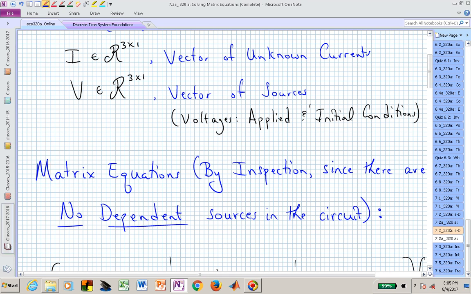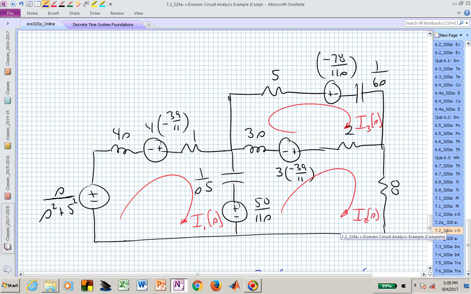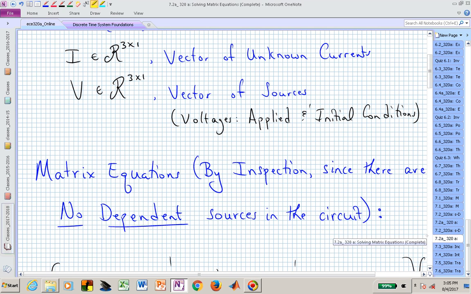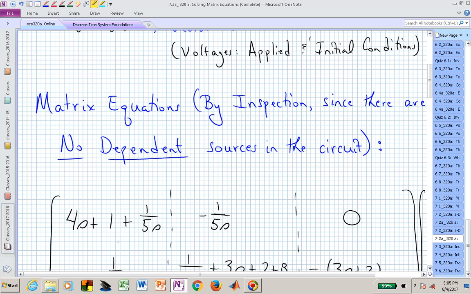And how do we do that? Let's focus on the diagonal terms. The 1, 1 diagonal is going to be associated with those impedances that touch the first mesh current, which is now 4S, 1, and 1 over S, or 5S. So let's see now if that's what we came up with in terms of our 1, 1 entry in this impedance matrix, and in fact it is.